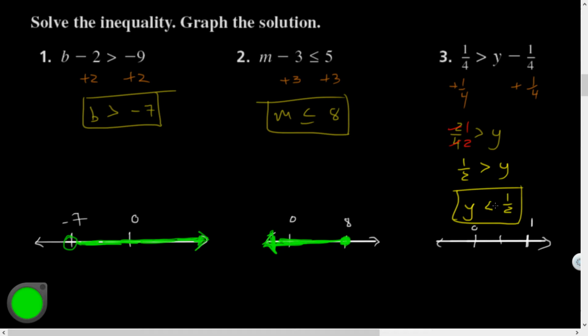All right, look at that. Beautiful colors. These ones were a little bit tone deaf right there. Like I had it in the wrong corner, but that's okay. Y is less than 1/2. Open circle at 1/2 and shade it to the left for less.